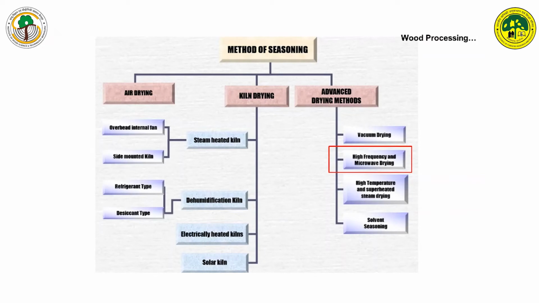And there are different seasoning methods, among which air drying is the most prevailing one in rural areas, because wherever we don't have access to a kiln, we simply dry the wood, the timber, in sunlight, in open air. Although it's possible to dry, we don't have control and we have to depend on nature itself.